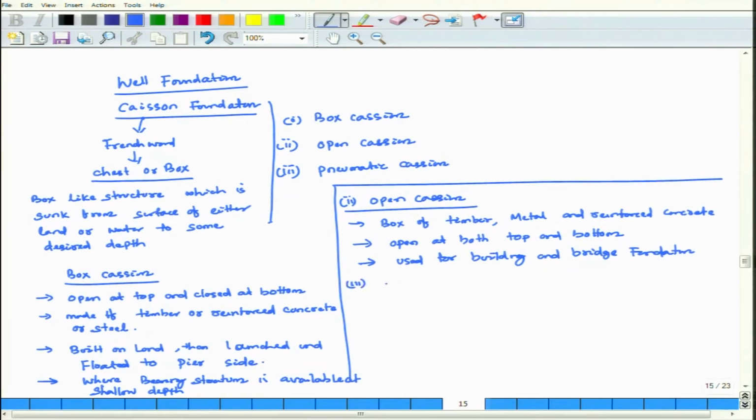Third one is your pneumatic caisson. In pneumatic caisson there is a working chamber in which compressed air is forced inside. Compressed air is forced to prevent entry of water.